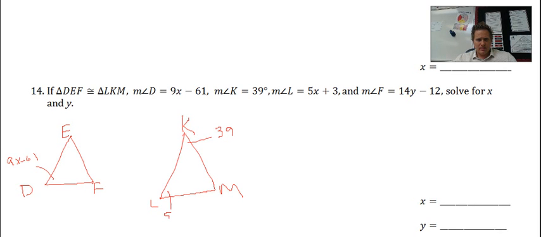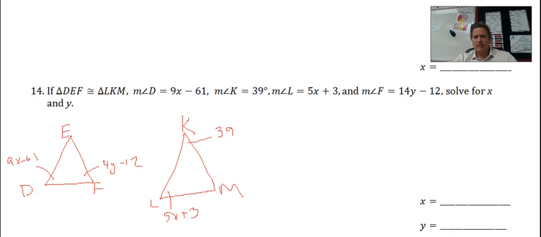Angle L is 5x plus 3, and angle F is 4y minus 12. Okay? It wants me to solve for x and solve for y. So first, D and M are not the same ones, but L and D are the same ones that you have right here, so they need to be equal to each other.